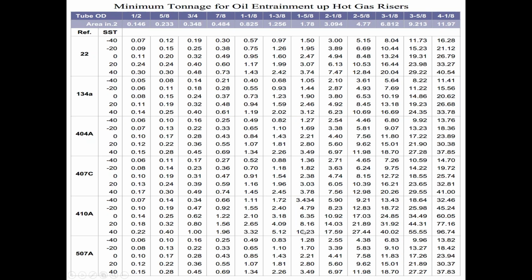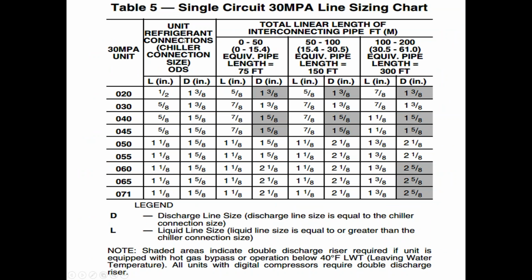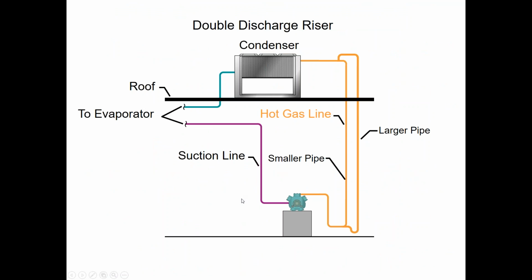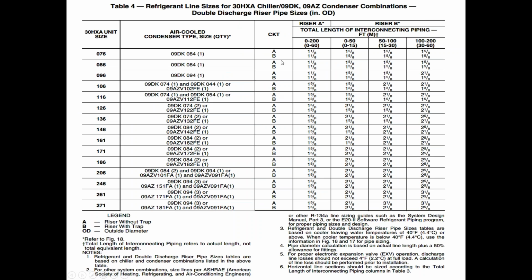Now, this machine is going to get down to some lower tonnages because we've got hot gas bypass or minimum load control on it. So at that point, if we find out we need a hot gas riser, the 3-foot rule is in place. If I'm more than 3 feet, then I need it. If I'm less than 3 feet, I can use a speed riser. Okay, same thing. And of course, there is a chart in the book for your double suction risers.